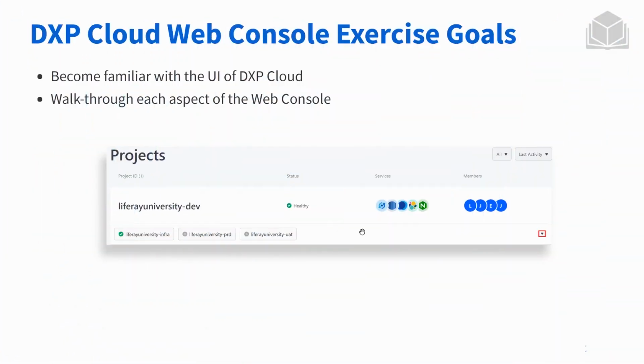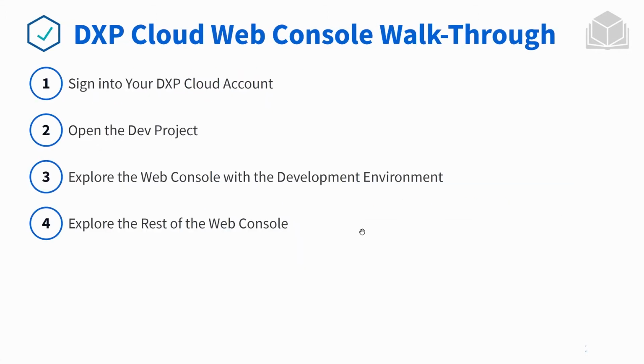Okay, here in our first exercise, we're going to be looking at the web console, and we want to become familiar with the UI of DXP Cloud, and we're going to go through each aspect of what the web console does. So, our walkthrough is going to be pretty easy. It's just a little tour of what we have going on. We're going to sign in to your DXP Cloud account, open the dev project, and then we're going to explore the web console. All right, let's begin.